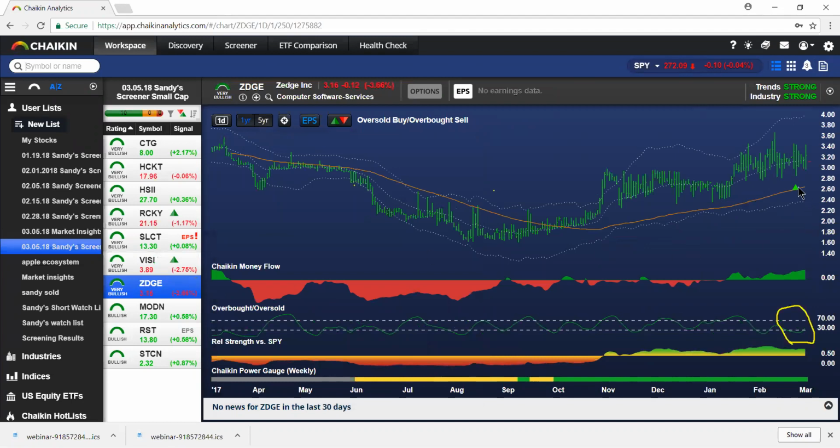This one recently had an oversold buy. It had one February 26th, just last week, oversold. But I'm not liking this whole trend. Too much red, not enough green.